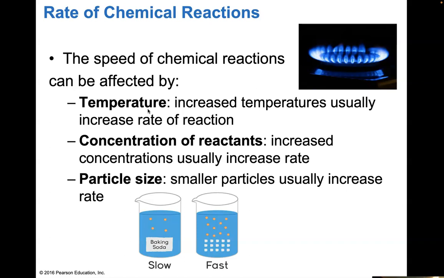Now, concentration of reactants, of course, is going to make a difference. The more reactants you have, the faster the rate of that reaction is going to be, right? The fewer reactants that you have, then the slower that rate of reaction is going to be. So that's pretty easy, right? Particle size.